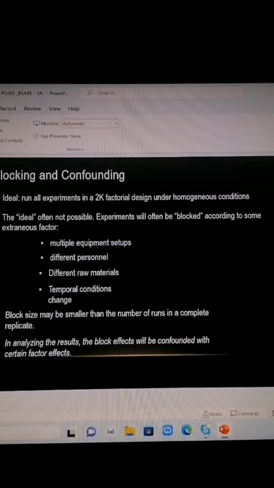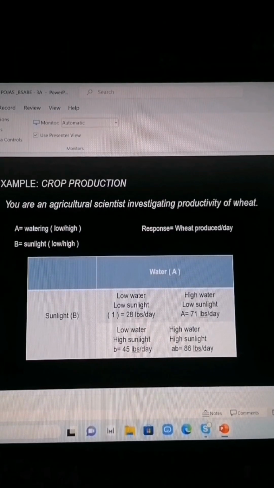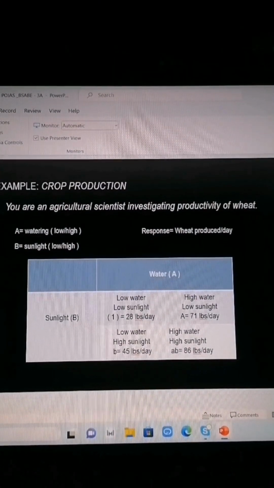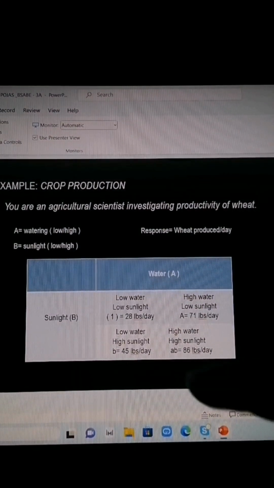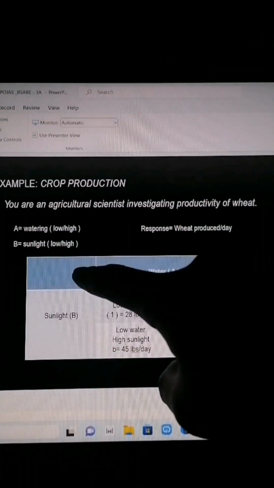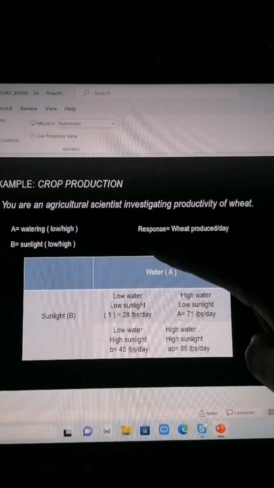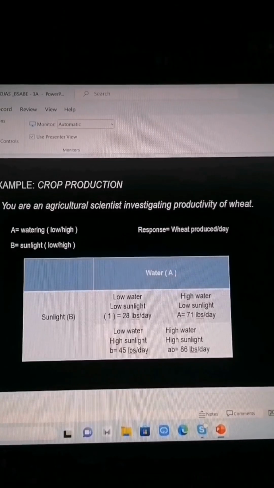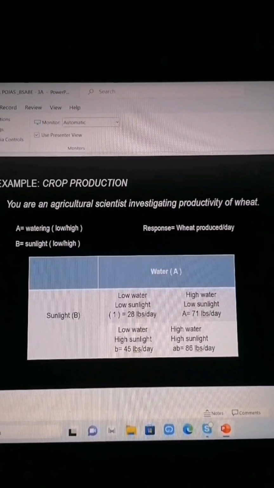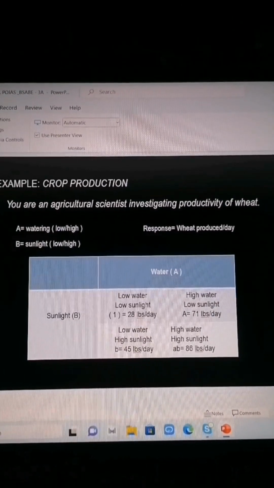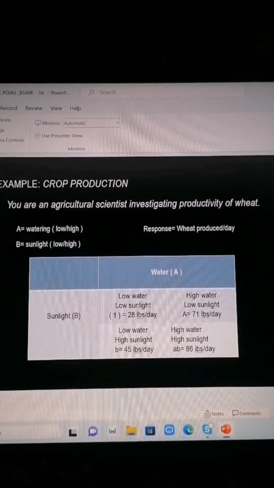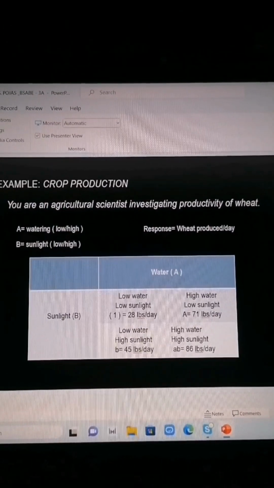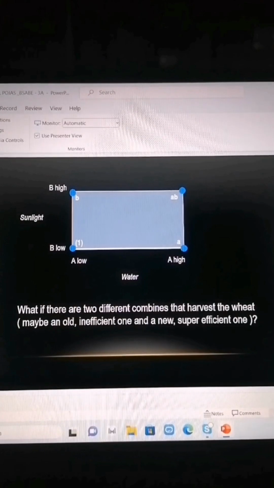Let's go back and revisit our example that I've talked about a couple of times. Our example is all about crop production. You are an agricultural scientist investigating productivity of wheat. We have 2 different factors, watering and sunlight. And the response is weight produced per day. So what we are going to do is collect some data with these 4 different experimental combinations. And here's what we get.